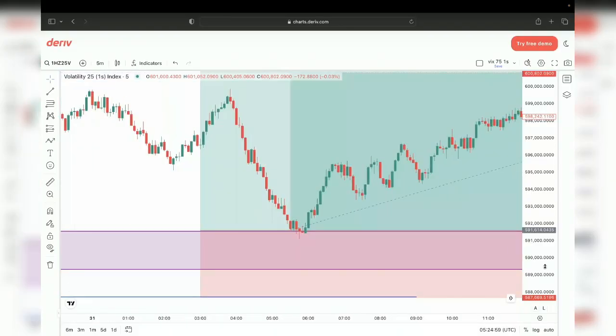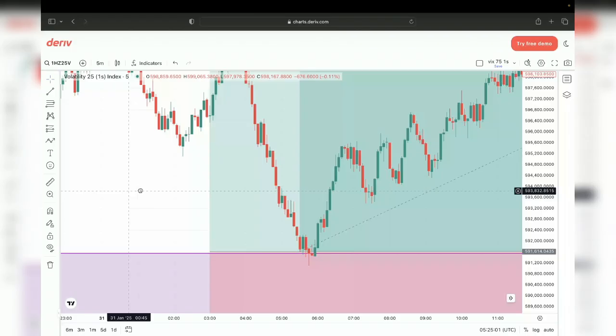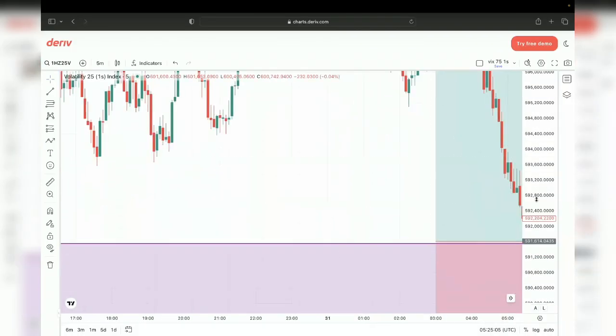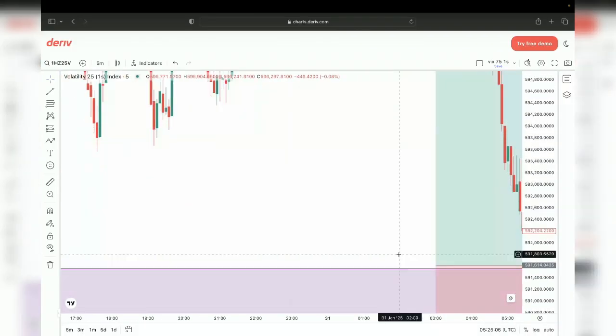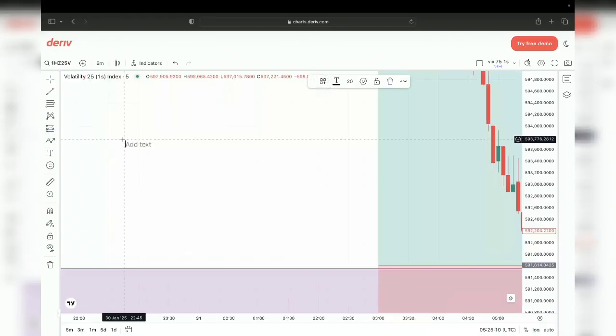Now, what is a confirmation candle? It's called a pullback candle. Let me write it. Sorry, I said pullback candle. Single candle order block.